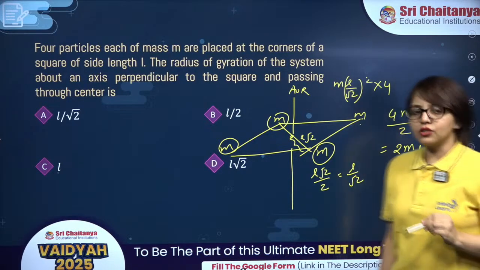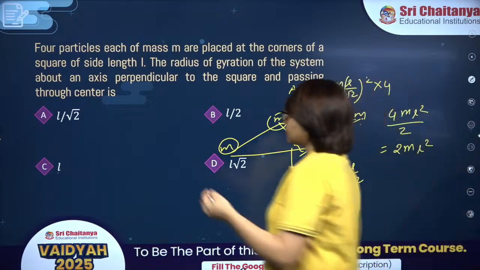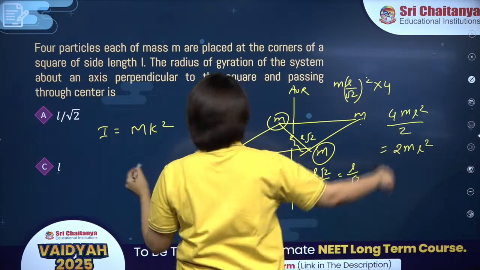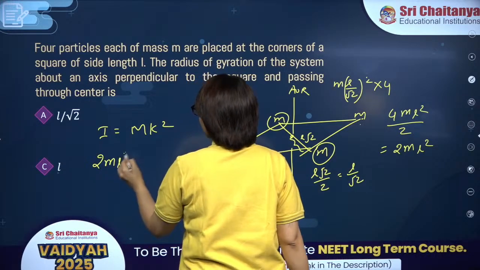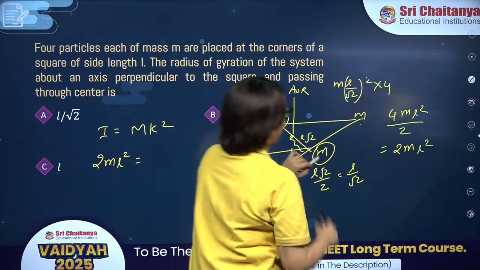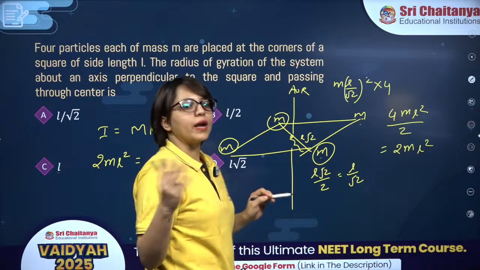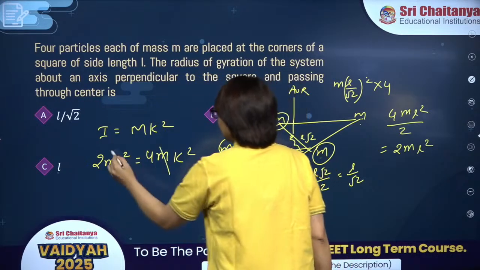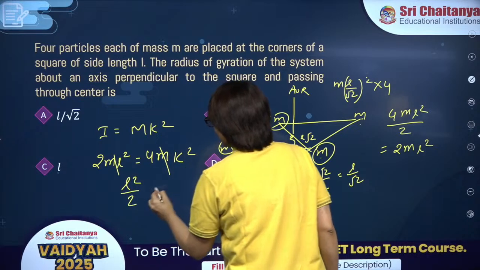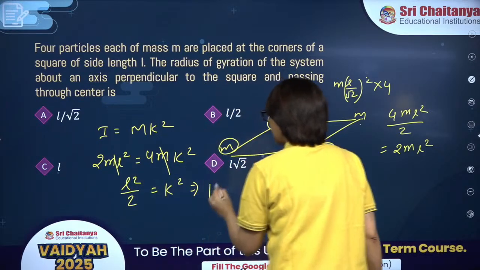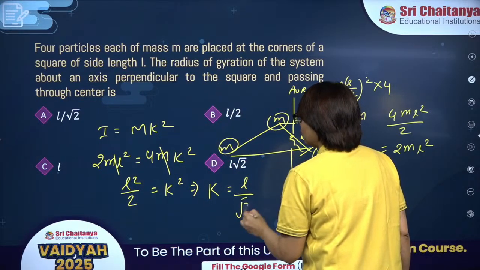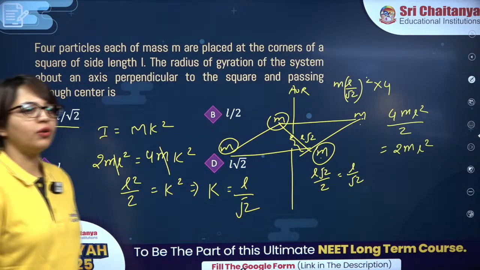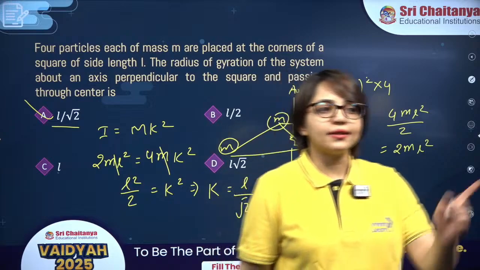Now for finding the radius of gyration, we have to equate the moment of inertia with M k square. Moment of inertia is 2 mL square. The total mass of the system is m plus m plus m plus m, 4m, right? So it will be 4m into k square. So k square is L square by 2, and k will be L upon root 2. So the correct answer is option A. k will be L upon root 2. Fine. So that is how it can be done.